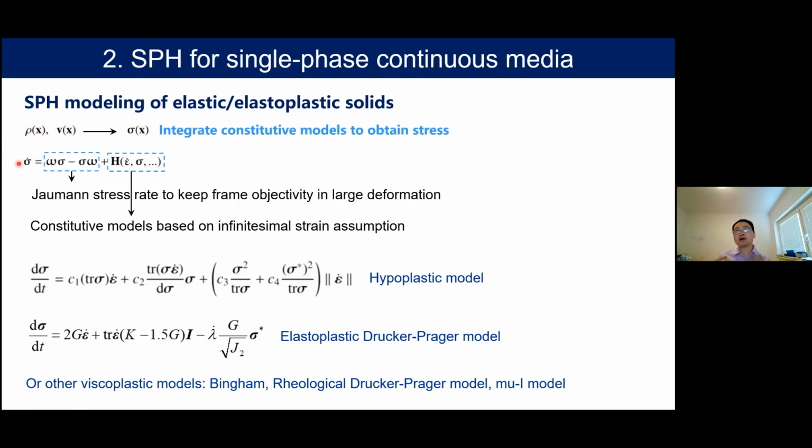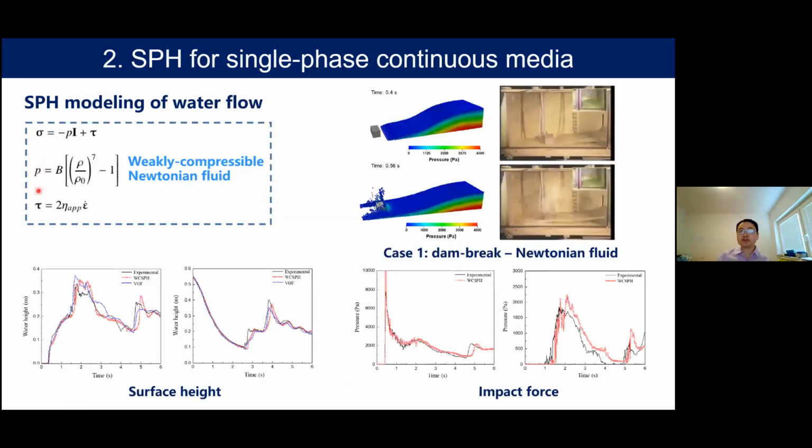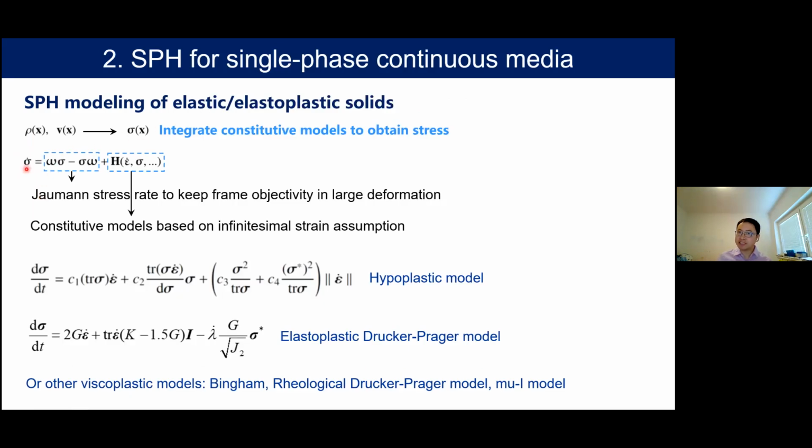Usually we have large deformation problems, so the computation of stress is usually in this form. So the rate of stress, which means that here we compute the pressure and shear stress directly from the current status. But for solids, usually it's history dependent, so we need to use time integration. And it consists of two parts. One part is a Jaumann stress rate, which is used to keep the frame objectivity in large deformation. And the second part is a constitutive model based on the infinitesimal small strain assumption.